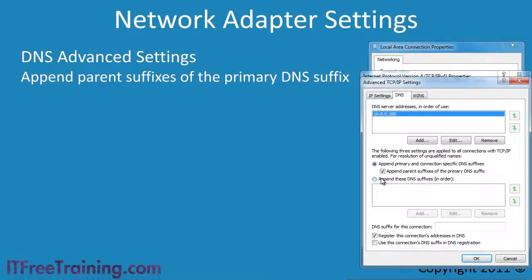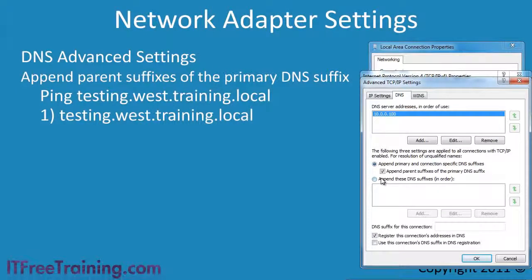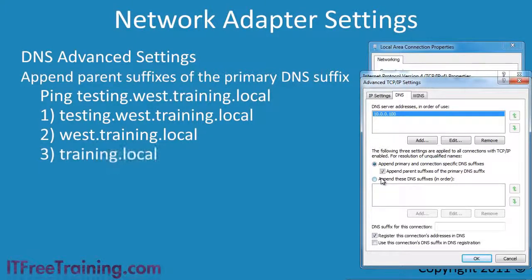this one. Instead, imagine a domain like testing.west.training.local. When you attempt to resolve a DNS name with this option on, the operating system will attempt to resolve it with the full DNS name of testing.west.training.local. If this fails, it will drop the leftmost part of the DNS name, in this case testing, and try again. If it fails again, it will drop west and try training.local. If this fails too, it will respond that the DNS name could not be found.